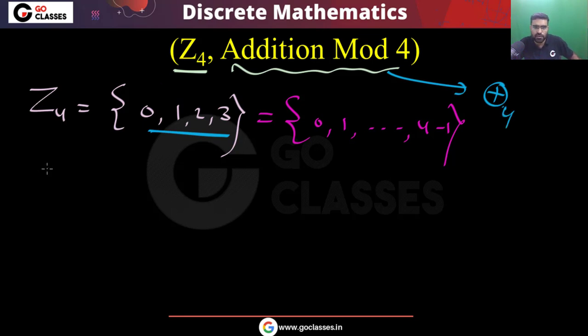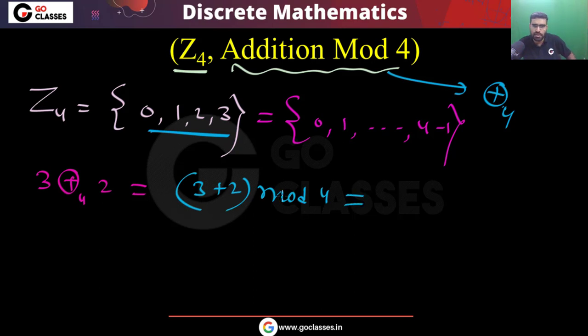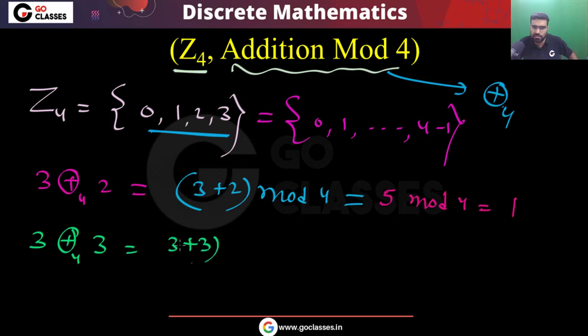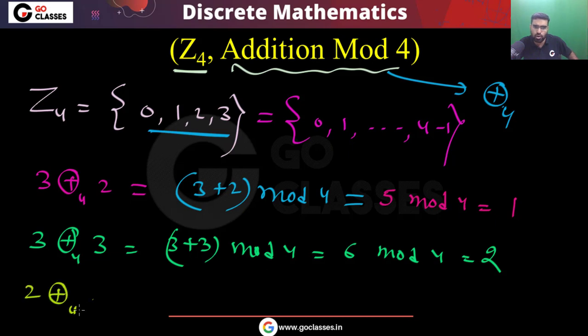Let's see. For example, if I ask you, what is 3 addition modulo 4, 2? First you do the addition and then you find the remainder when you divide by 4. So the answer will be 5 mod 4, which is equal to 1. Similarly, 3 addition modulo 4, 3: first you add and then you find mod 4, so 6 mod 4 is 2. Similarly, 2 addition modulo 4, 2 is equal to 0. You can check it out.